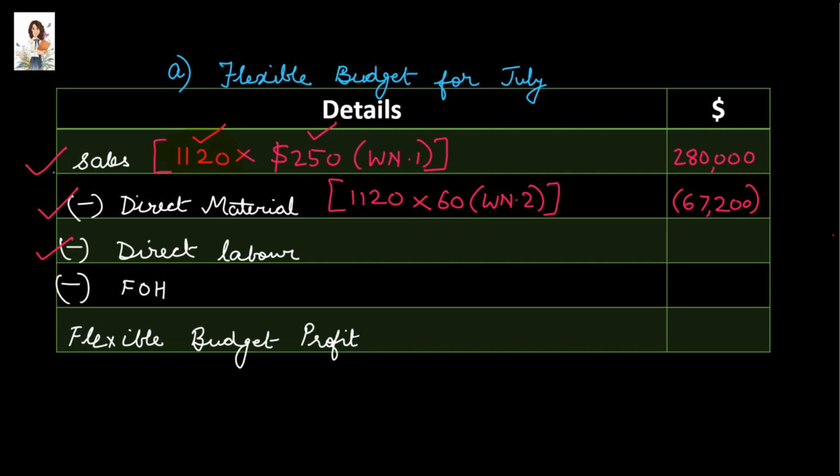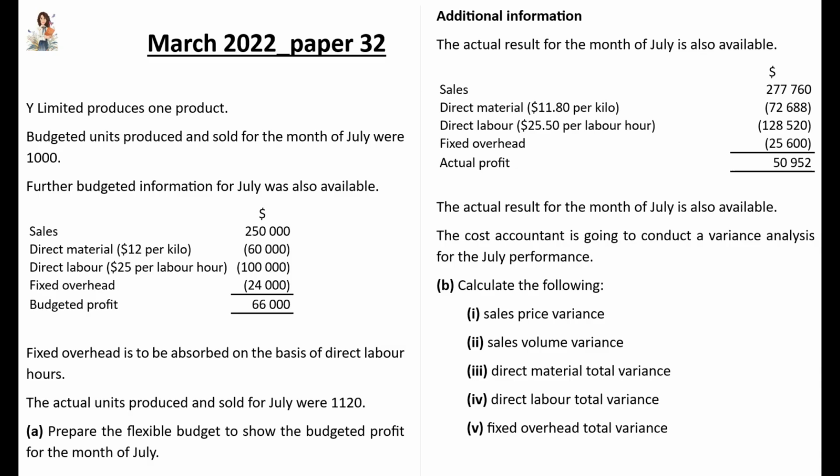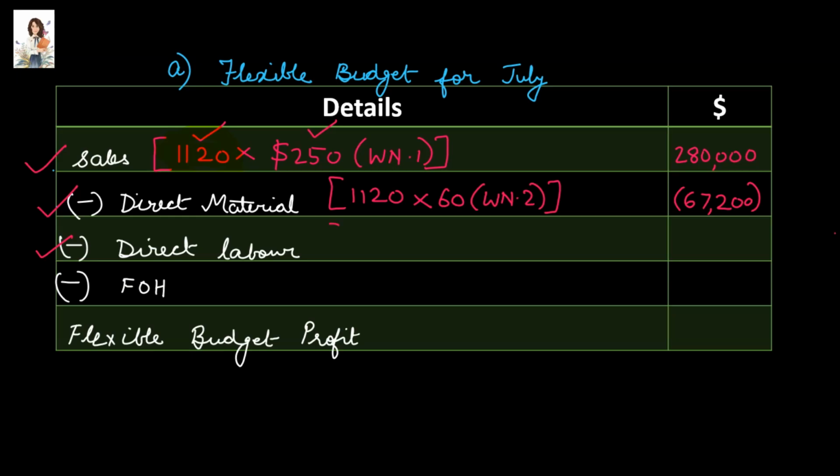Next, we find out the direct labor cost in the flexible budget for July, which is actual number of units multiplied by budgeted labor cost per unit. We know that actual units were 1120. So in our main answer, we open the bracket and write 1120. But to find out the budgeted direct labor cost per unit, we will have to prepare a working note.